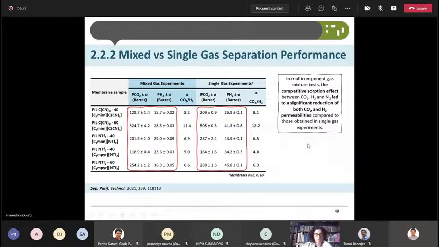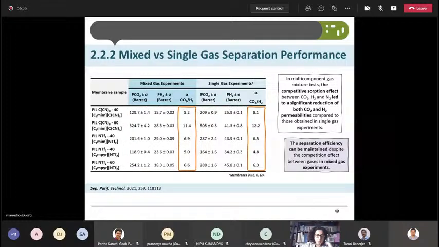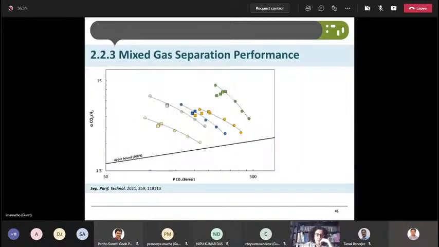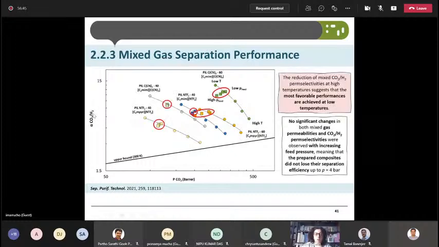Let me put all these. Okay. So here we have for CO2, hydrogen, the separation, and this is several temperatures for instance, the polymer CCN3 with 60% of ionic liquid. So the increase of temperature greatly decreases the selectivity, which is a pity because it means that we cannot work at higher temperatures. And here is the effect of pressure.